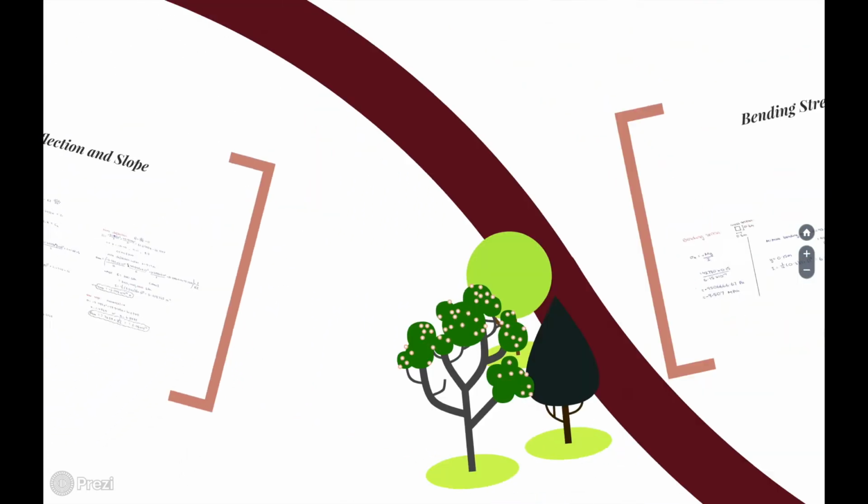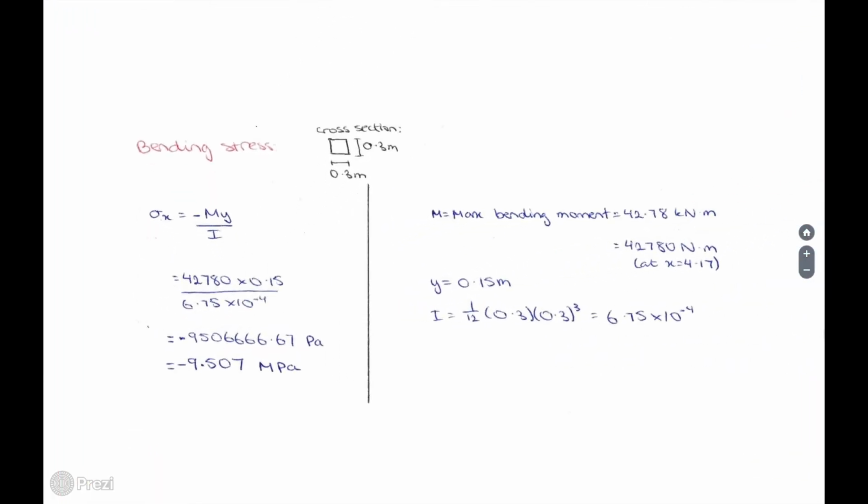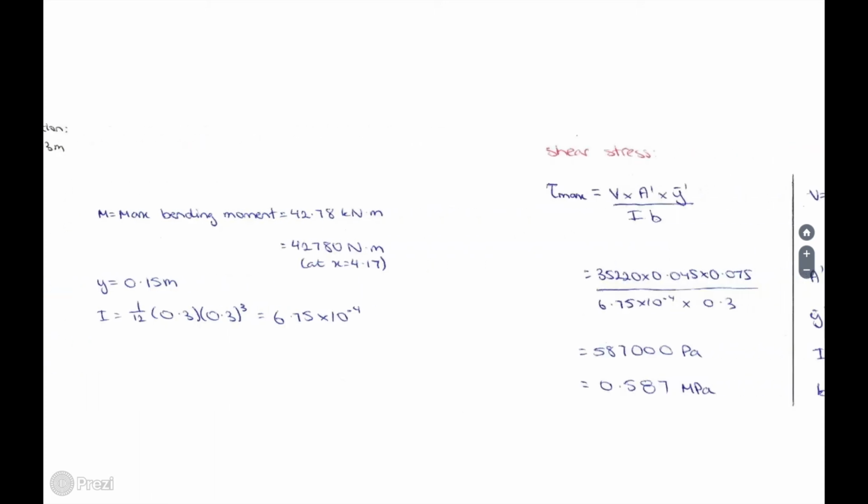So after that, we find the bending stress and the shear stress. For the bending stress, we use the formula sigma x is equal to negative MY over I. M is the maximum bending moment from the bending moment diagram before. And then Y is the distance to the centroid of the cross-section, which we can see at the top. Then we calculate I of the cross-section, substitute it all in, and we end up with a value of negative 9.507 MPa.